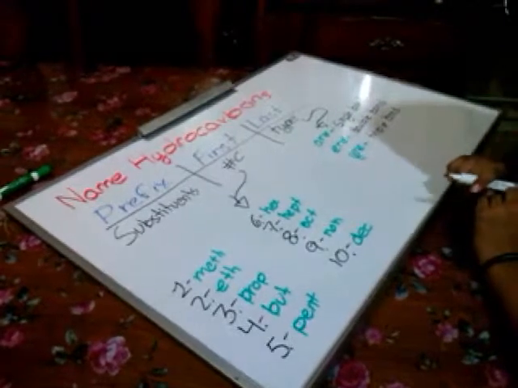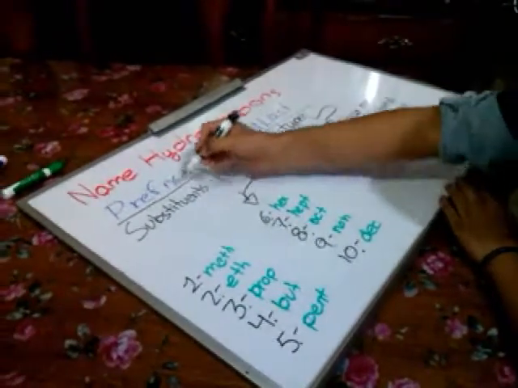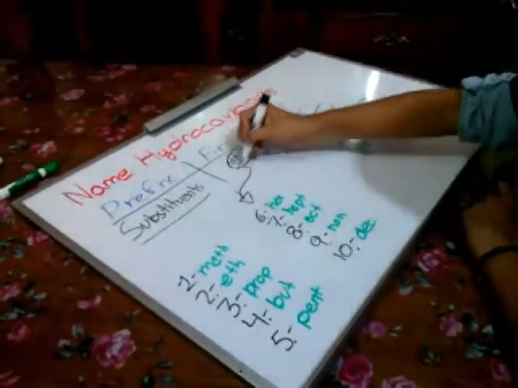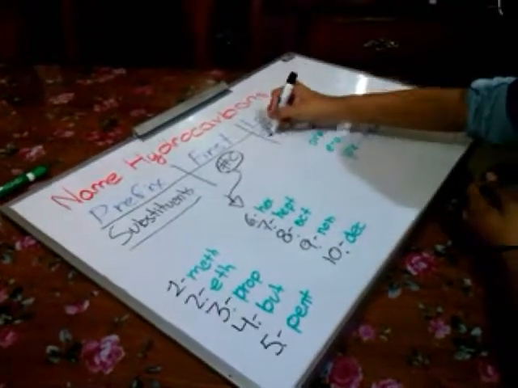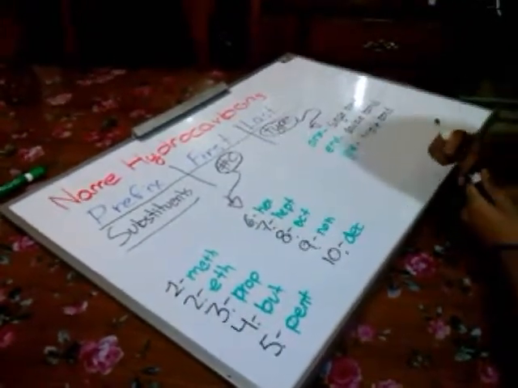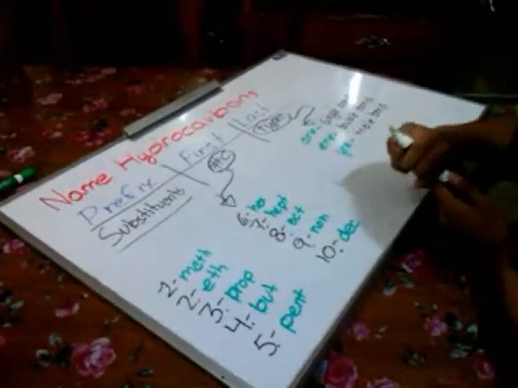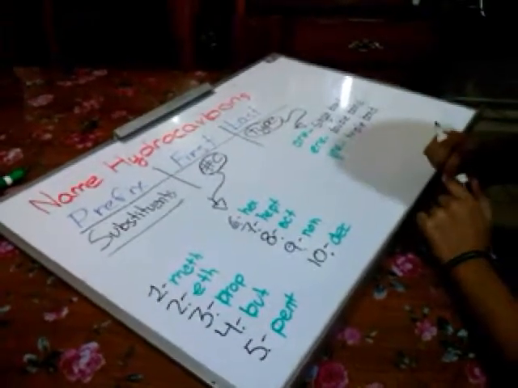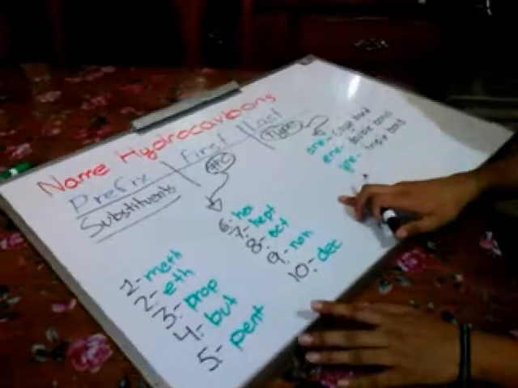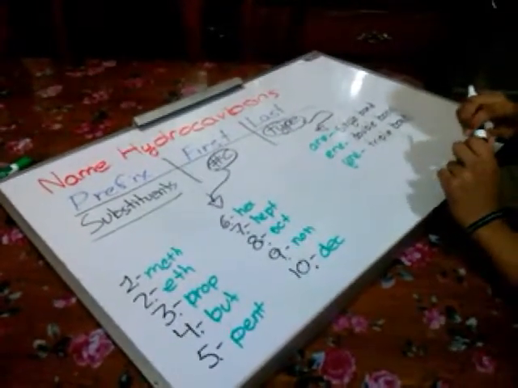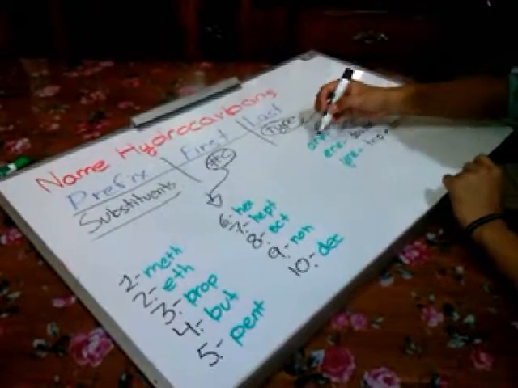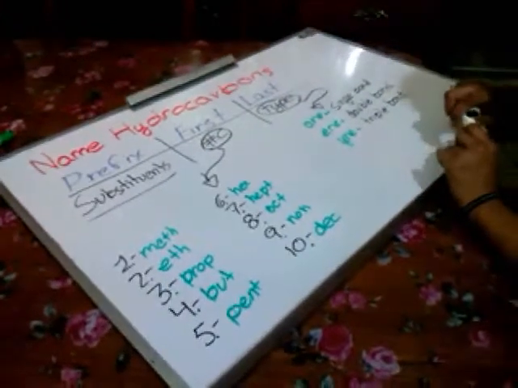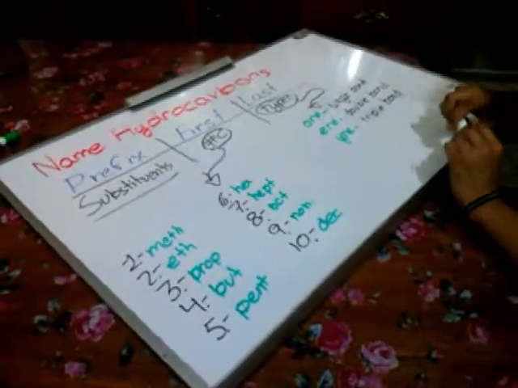About how to name a hydrocarbon. First, you need the prefix, that is, the substituents. Next, you need the number of carbons, and last is the type. The number of carbons is defined by the prefix: 1 is meth, 2 eth, 3 prop, 4 but, 5 pent, etc. And the type is defined by the type of bond: the suffix "ane" is a single bond, "ene" a double bond, and "yne" a triple bond.